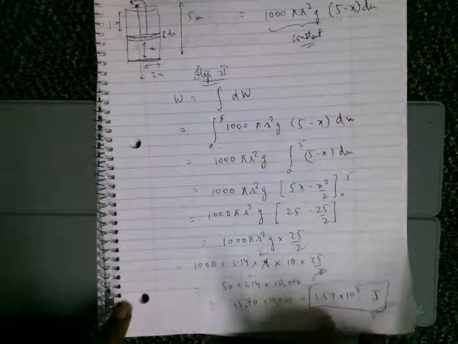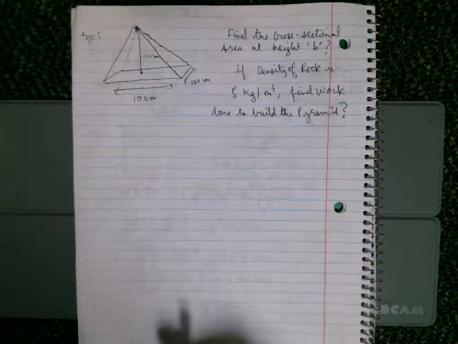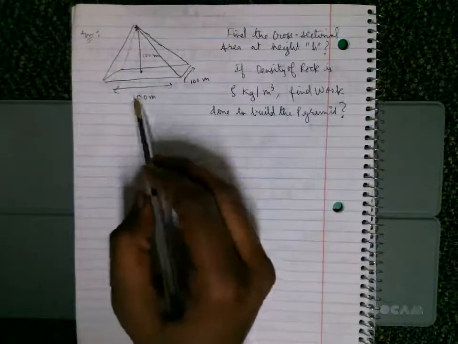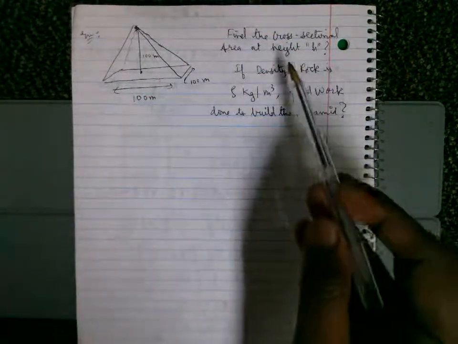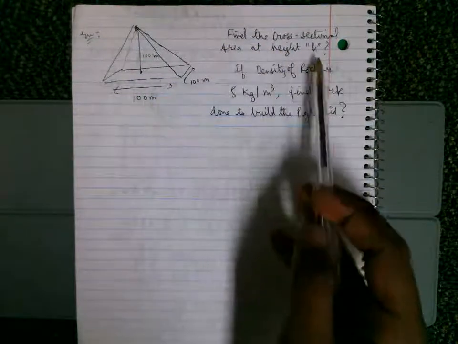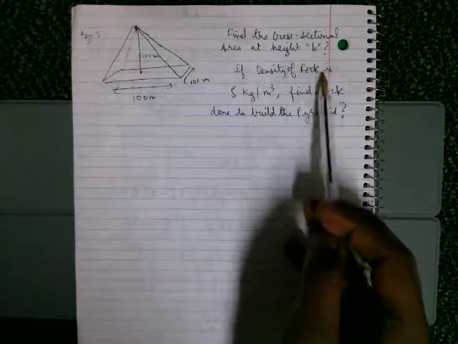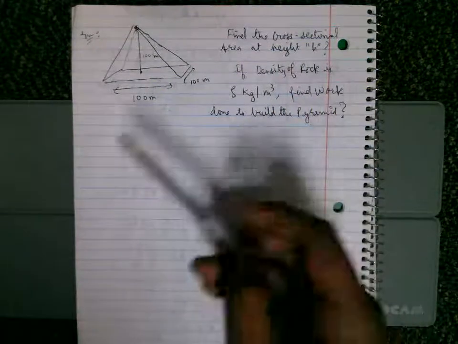So now let's look at another problem. In this problem, we are given a pyramid, and this pyramid has a square base of 100 meters and 100 meters, and the height is also 100 meters, right? So the first question that we are asked is find the cross sectional area at a height h. And the next question is if density of rock is rho kg per meter cube, find work done to build the pyramid.